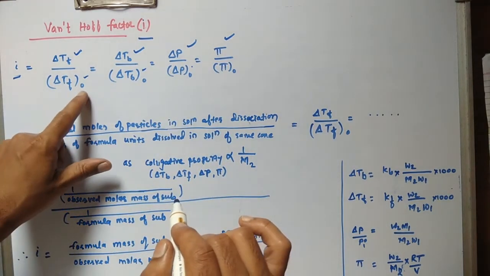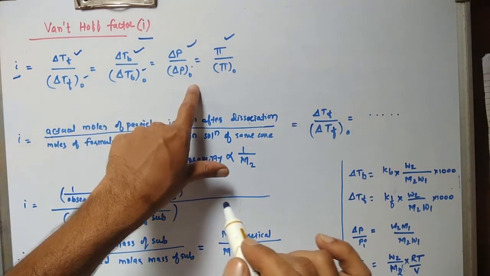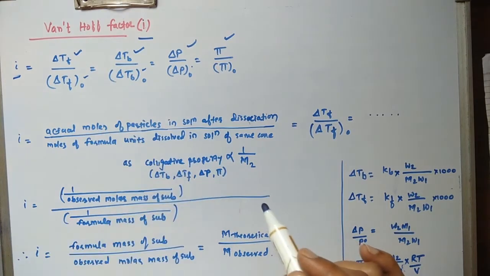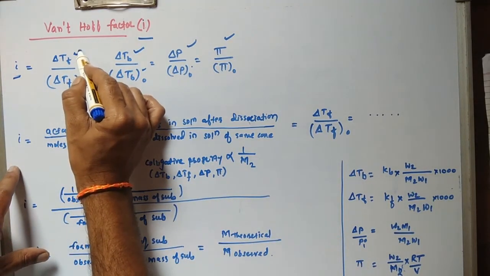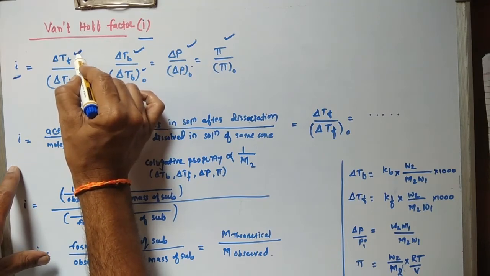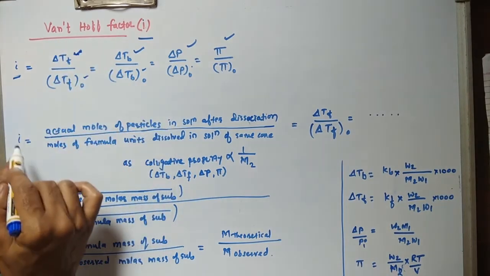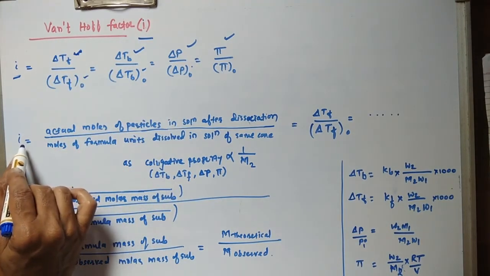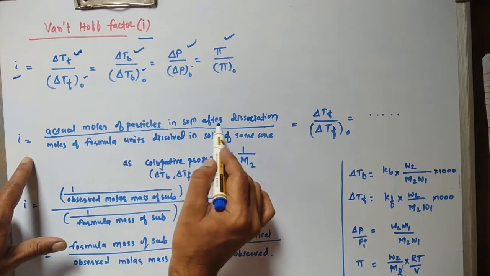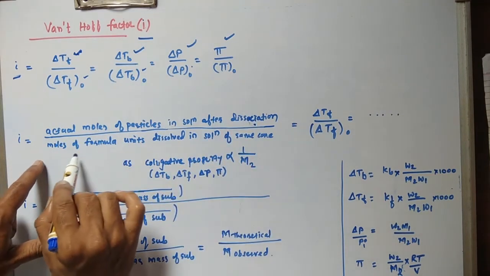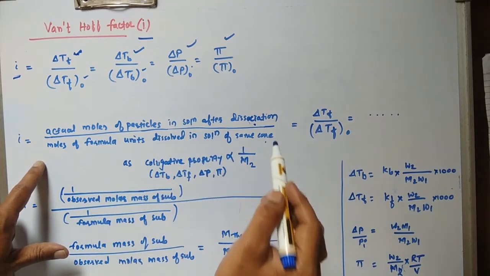Here the subscript zero in delta Tf naught indicates the colligative property of the non-electrolyte solution. The numerator is the colligative property of the electrolyte, which dissociates. So this can also be expressed as: the Van 't Hoff factor i is equal to the number of moles of particles in solution after dissociation divided by the moles of formula units dissolved in solution of the same concentration.